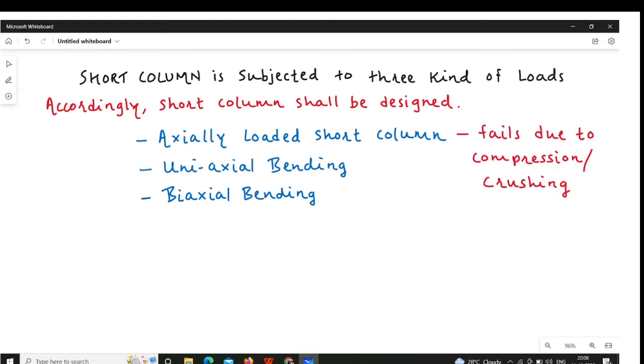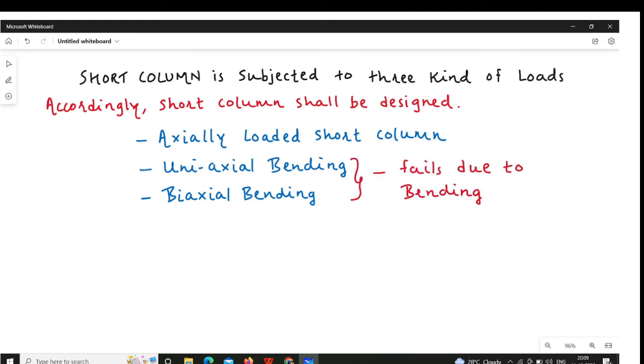Axially loaded short column, it fails due to compression only. It fails due to crushing only if it is about to fail. There is no bending in the axially loaded column, whereas uniaxial and biaxial columns, if about to fail, will fail due to bending only.